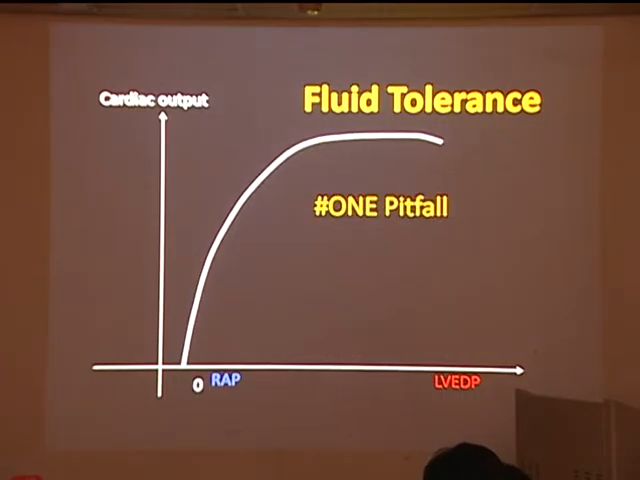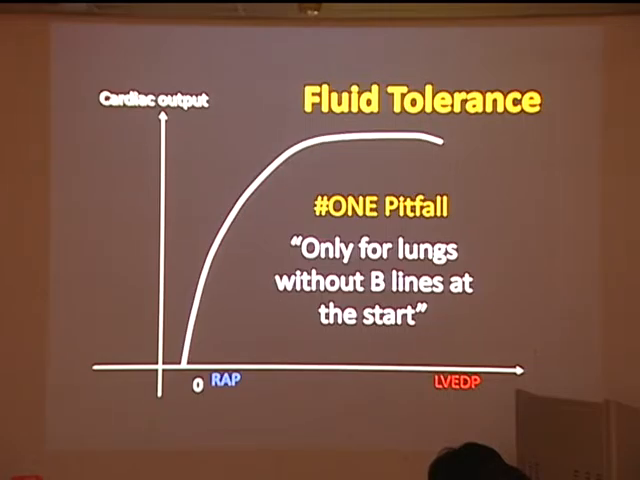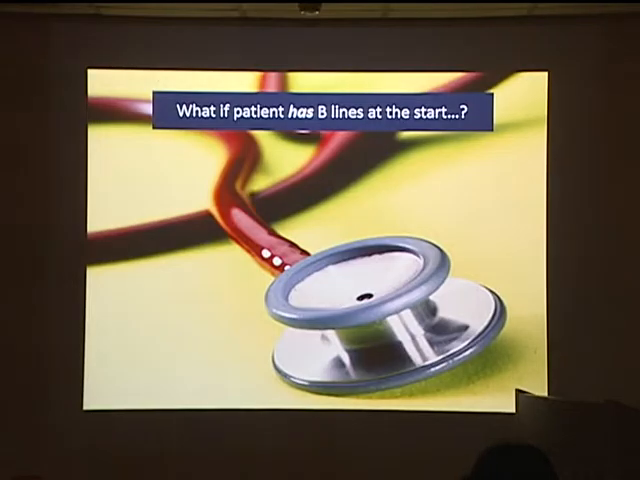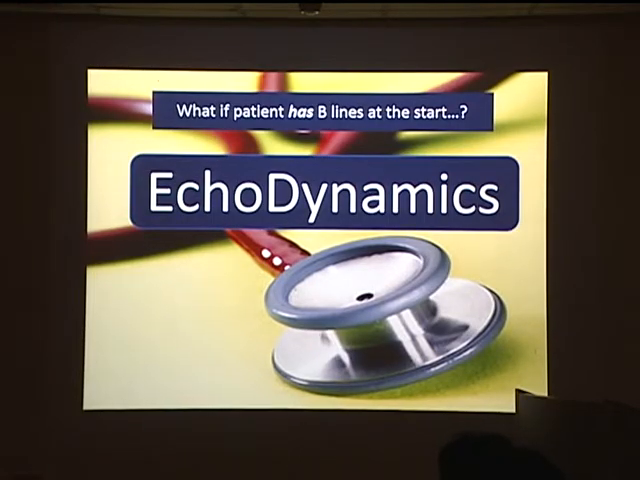Right? So what do you think is the pitfall of using this concept of fluid tolerance? It will be only for patients without B lines to start with. Okay? If your patient is hypotensive and already has B lines, you won't be able to decide whether or not your patient is fluid tolerant. Or really, if your patient has fluid at the beginning, what do you do? Well, we can always go back to normal sound. We can use our clinical judgment, or we can learn more about hemodynamics, especially echo dynamics, to help us to resuscitate our patient even better using ultrasound.